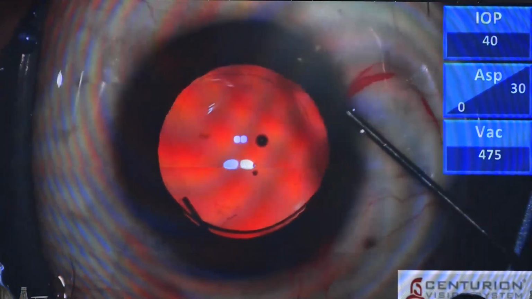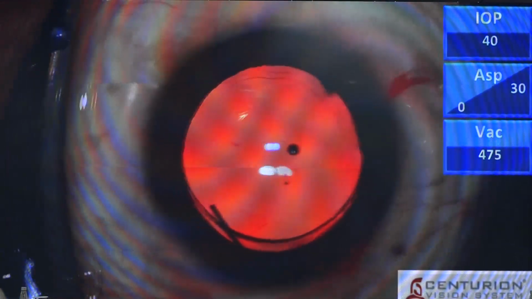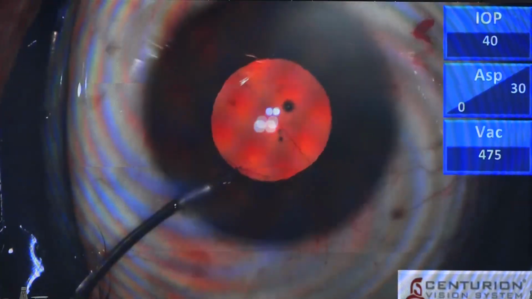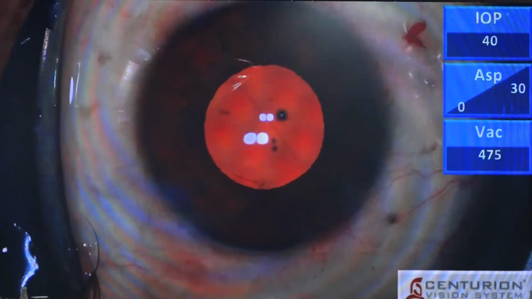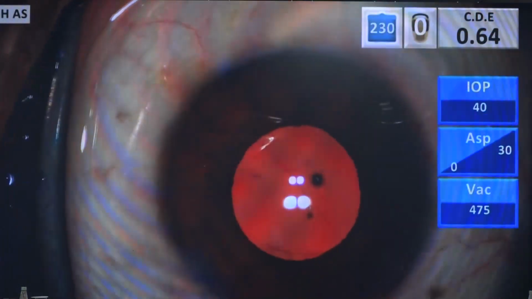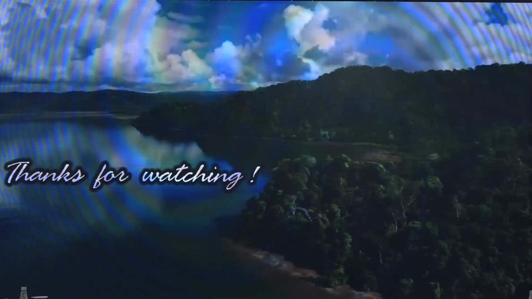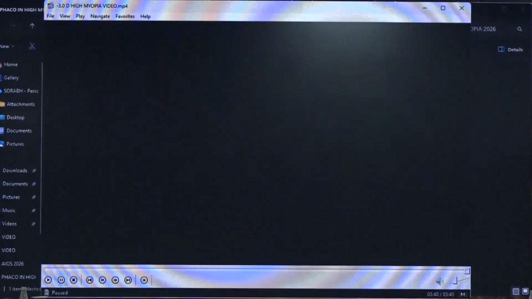So my take-home message, my experience, it basically boils down to three things. In high myopic cataract surgery, if we remember three things, we can have great results. Number one, plan carefully. Number two, control the fluidics. And number three, respect the retina.